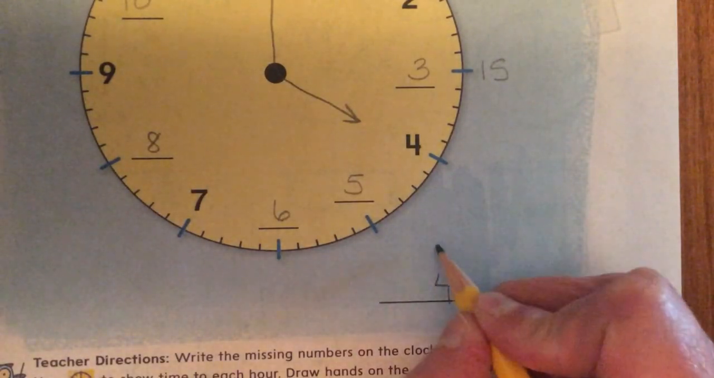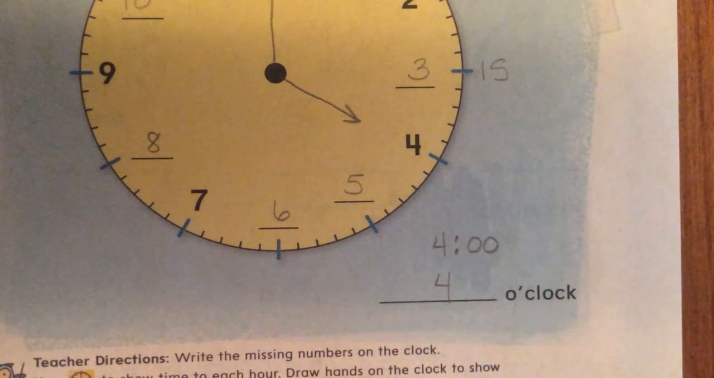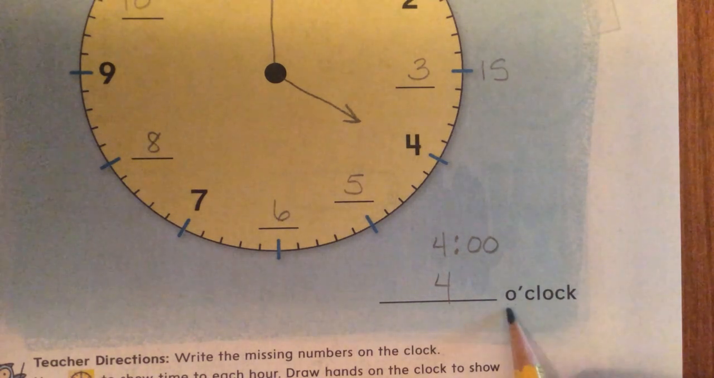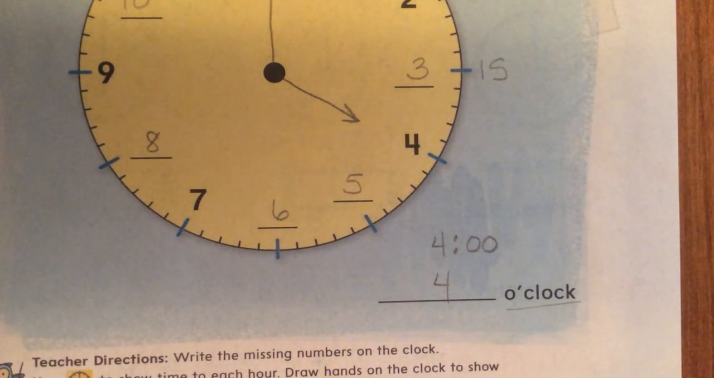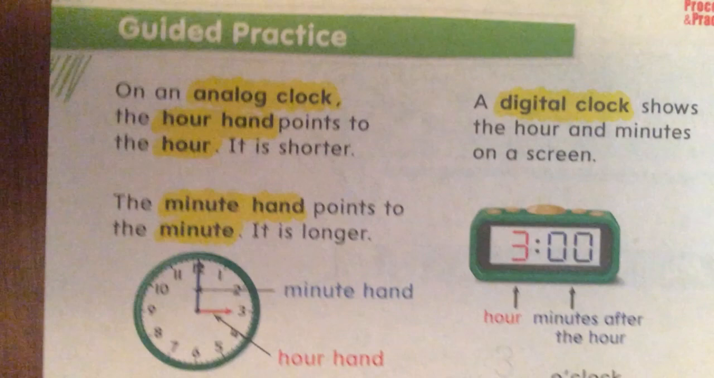Another way to write it is 4:00, and that means o'clock as well. Did you know that this is a contraction? It means "of the clock." Pretty cool, huh? All right, on the back, our guided practice.